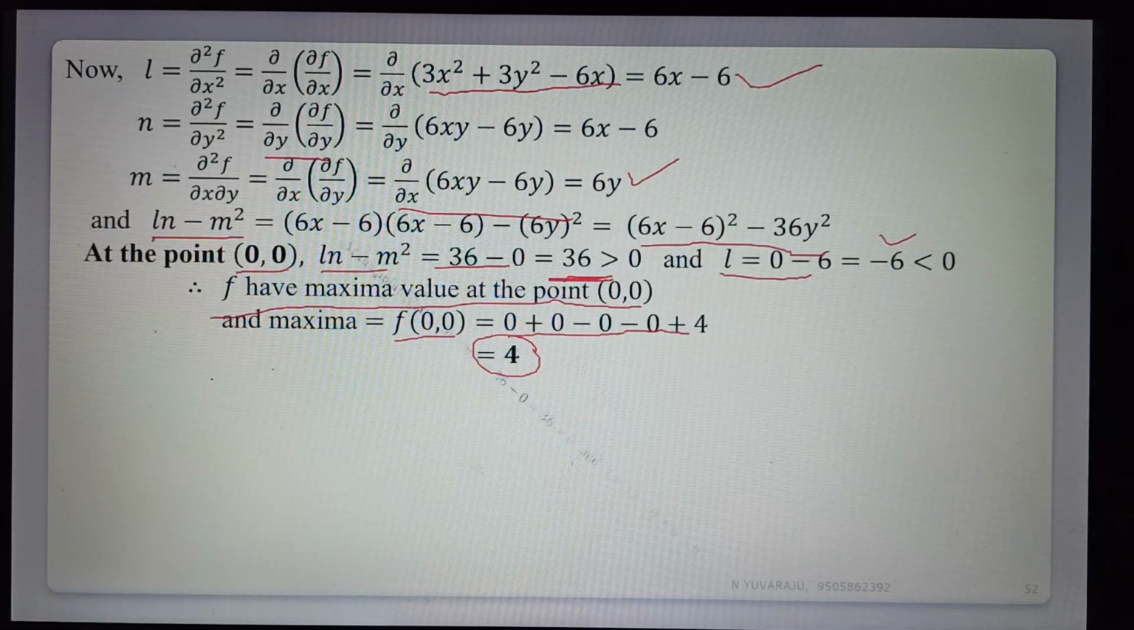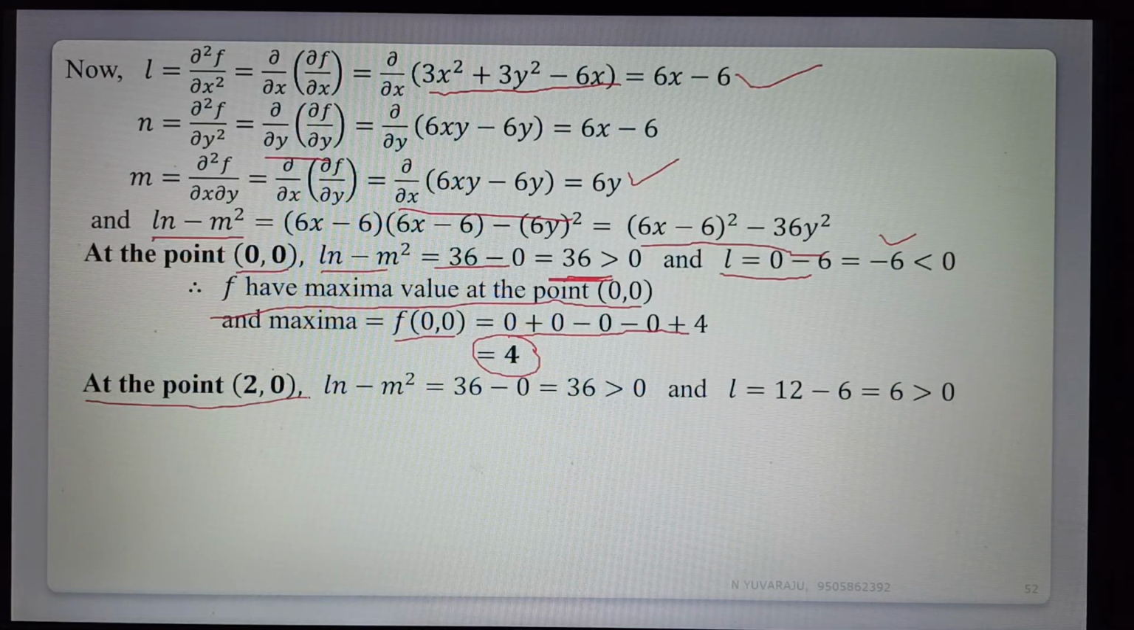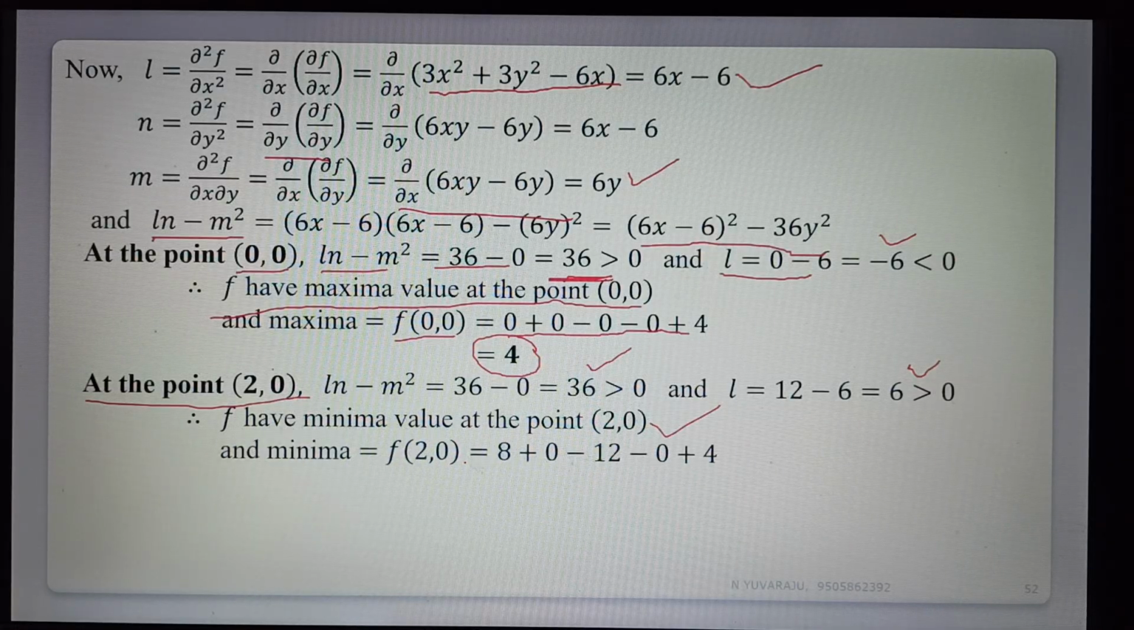Next, second point, at the point (2, 0), LN - M² is equal to 36 - 0, which is 36, positive. L is equal to 12 - 6, which is 6, positive. And L value is positive. So at the point (2, 0), the function has a minimum. Therefore the minimum value is f(2, 0), which is 8 + 0 - 12 - 0 + 4, equal to 0. So the maximum value is 4, the minimum value is 0 only.